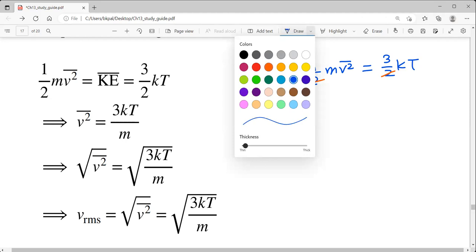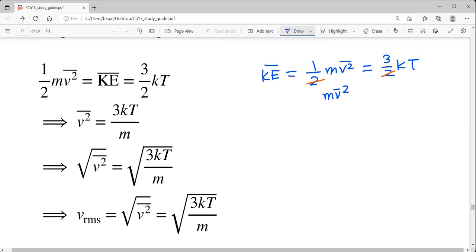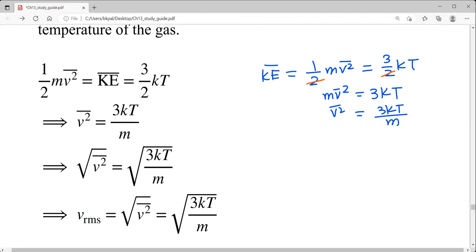So you have here mv² equal to 3kT. So v² is equal to 3kT over m. Okay, and the square root of v² is equal to the square root of 3kT over m. And this has a special name because it is the square root of the square of the average velocity. It is called the RMS speed.